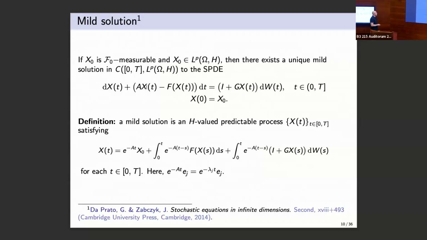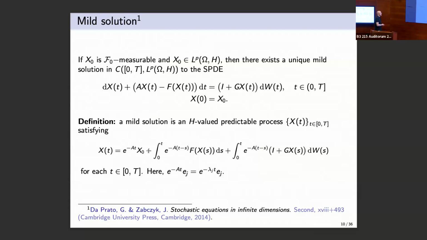This is how the problem looks now. And okay, so what is a mild solution? This is the notion that we use. Well, it's an h-valued predictable process satisfying this kind of integral representation for the solution for each time. And you can think of this operator here as a semi-group operator.